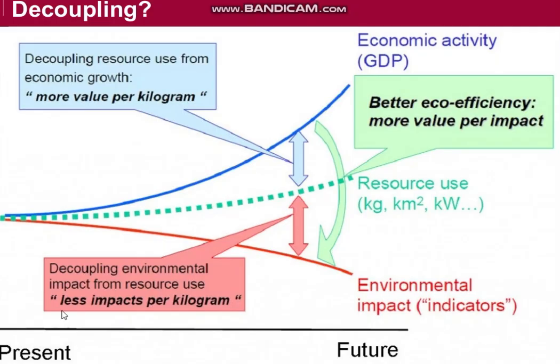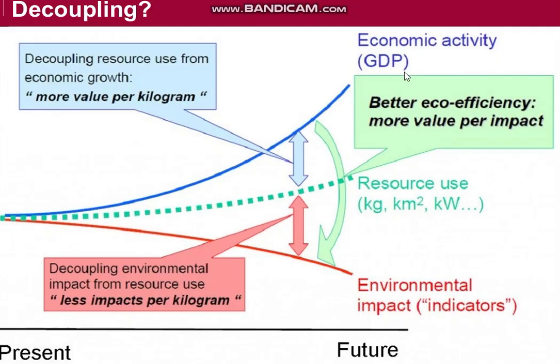The first step, initially, is resource decoupling, also called relative decoupling, right? So what does it mean? What does it refer to? Decoupling resource use, like materials, raw materials, energy, land, and etc., from economic growth, that means GDP, right?